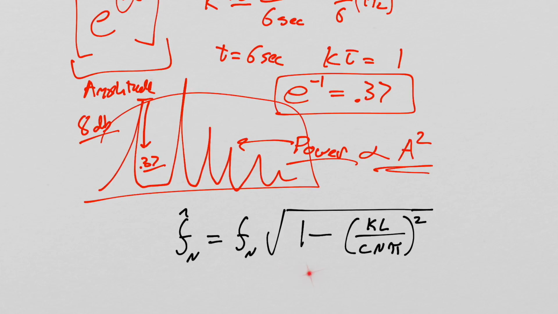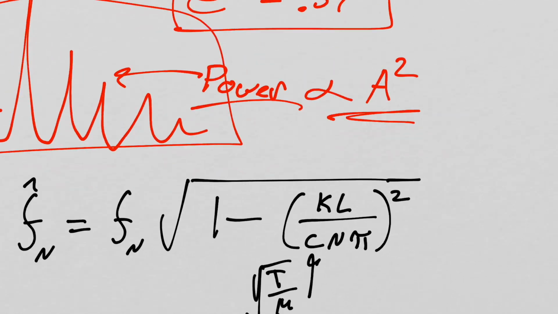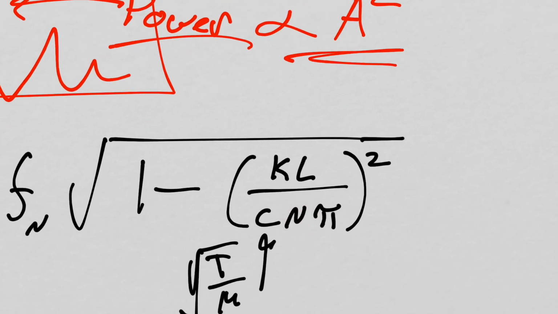And this factor in the square root depends on the damping, the length of the string, the speed of sound on the string. Remember, whenever you see C, you think the square root of the tension divided by the mass density, right? That's what C is. And it depends on the harmonic number and pi.